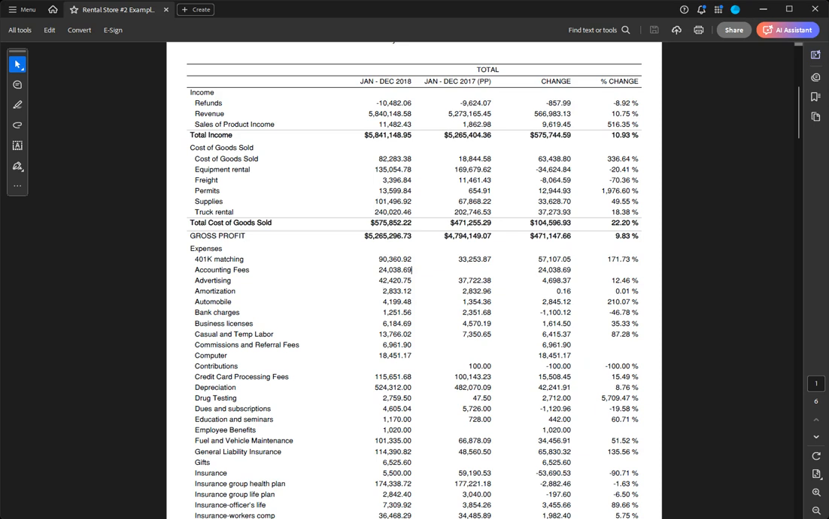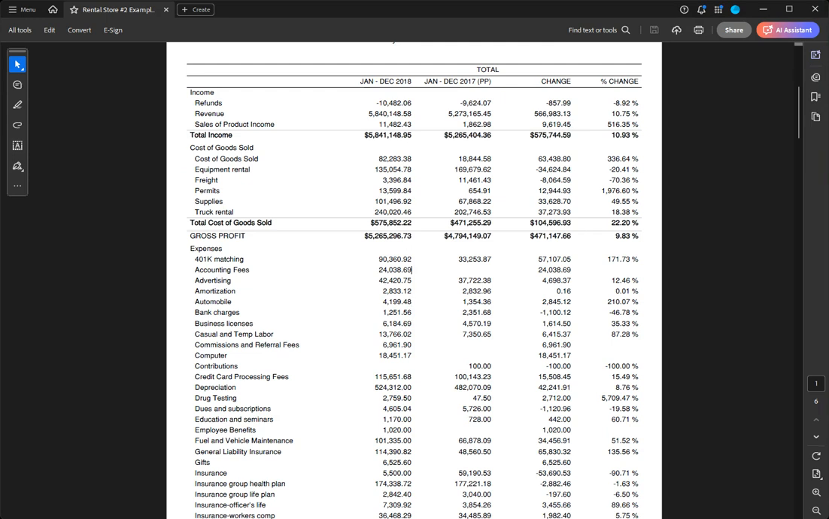Auto, just general, like owner auto is $4,000. That is a pretty large increase, but that's also a tax strategy item. So making sure that of the automobile that they're personally driving, that we're writing off as much of it as we can. We've got some business licenses.